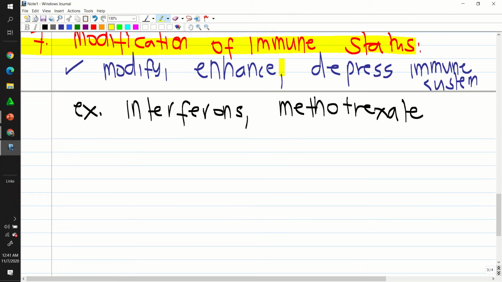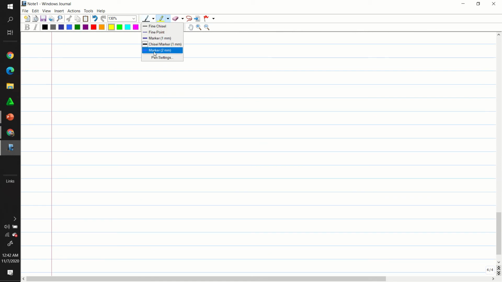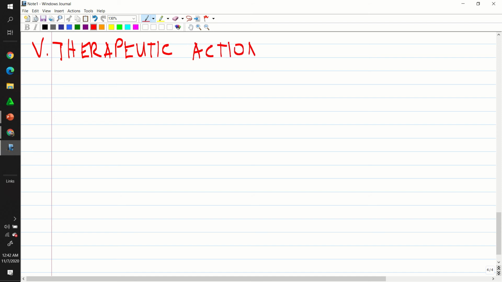Now, another important concept of pharmacodynamics, aside from the mechanism of drug action and the types of drug receptor, is to take into consideration the different therapeutic effects. So this is number 5, therapeutic action of drugs. What are the different therapeutic actions of drugs? Meaning they are the therapeutic, desirable actions of a particular drug. Number 1, we have curative.